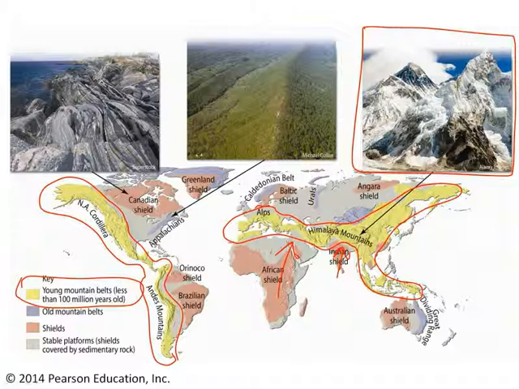So, to review, we've got shields that are covered with sedimentary rock. These are called stable platforms. Old mountain belts that have been reduced by erosion, and young mountain belts that haven't yet been reduced by erosion.